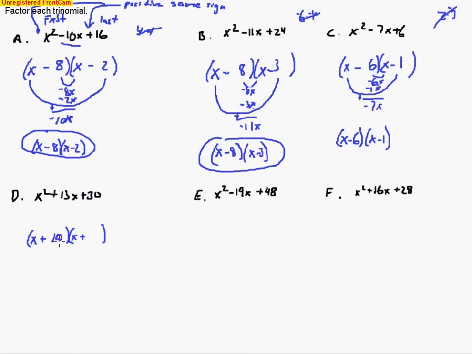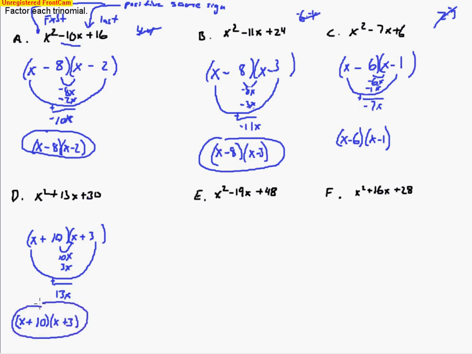Maybe that'll end up working. And so we go ahead and check those outside terms, check the inside terms, and see what we get. We got a 10x, we got a 3x. Hey, all right, we got it on the first try. First one to get it on the first try. That's always a good feeling there. So we can go ahead and write down that answer there, x plus 10 and x plus 3.